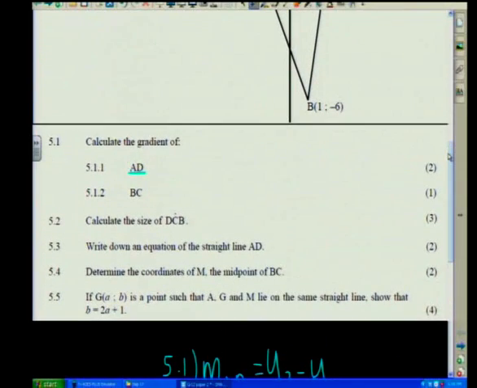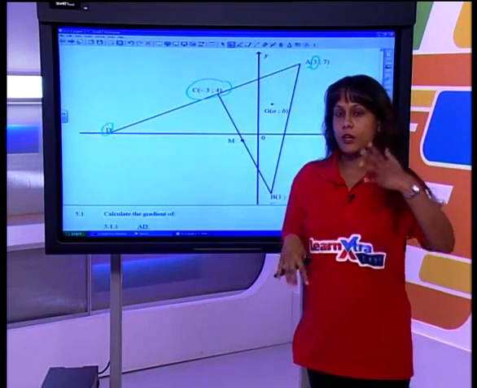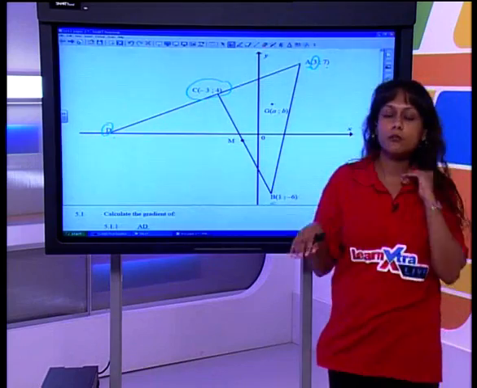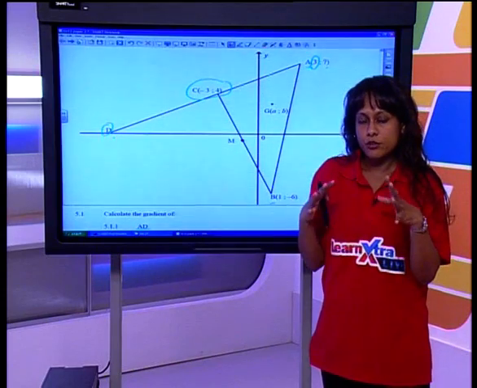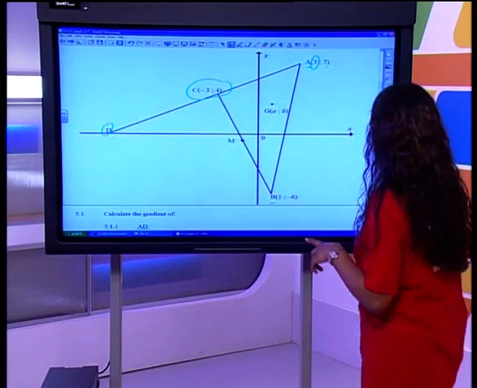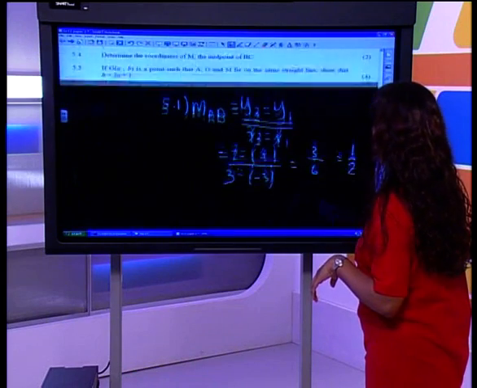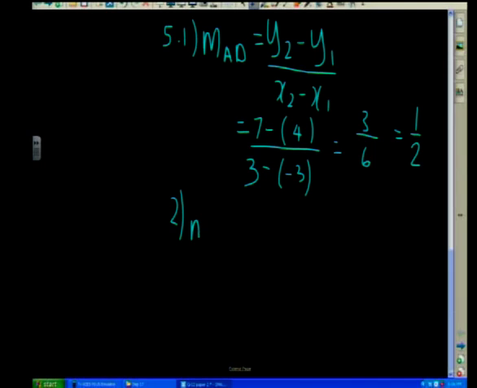They then want the gradient of BC. So let's have a look at your diagram. B is one of the vertices of the triangle, and in this case we do have the coordinates of both B and C. So you can either choose to start at point C and work out the gradient from C to B, or you can start at point B and then work out the gradient from B to C. Either way, it doesn't matter which one you start with first, as long as you keep the order correct, you'll get the same answer. Okay, so we're working out the gradient of BC, and we're going to go through this one a little bit quicker than the first one, because we know what the formula is.